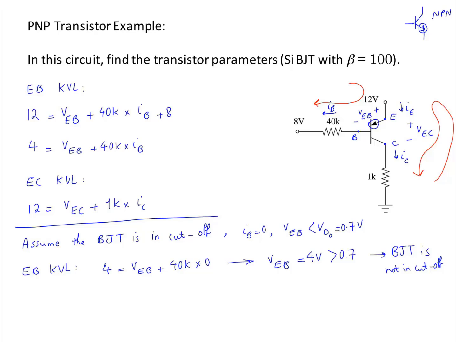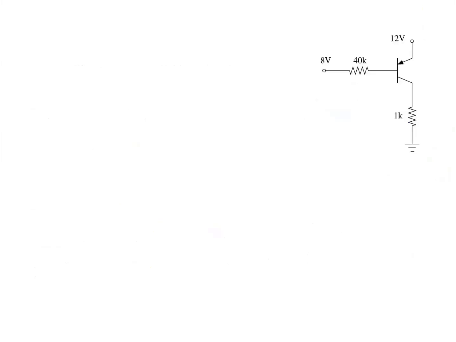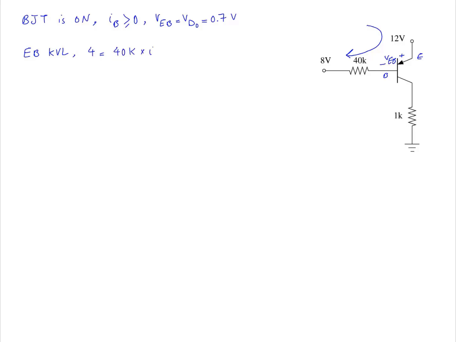Now that I know it's on, let's move on and assume that it's in active mode and test this assumption. So far I know that the BJT is on. That means I base is greater than or equal to 0, and V emitter to base is equal to V D0, which is 0.7 volts. So from the emitter to base KVL, I can find the I base current: 4 equals 40K multiplied by I base plus 0.7 volts. From there I base is going to be equal to 82.5 microamps. This is greater than 0, which means the transistor is on, which we already found out.